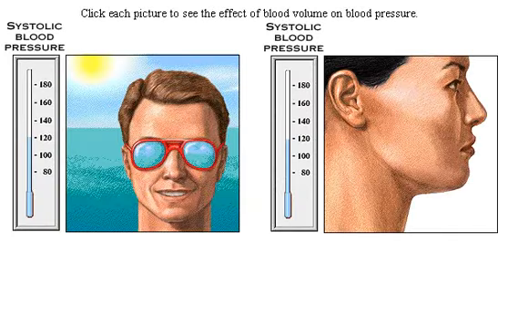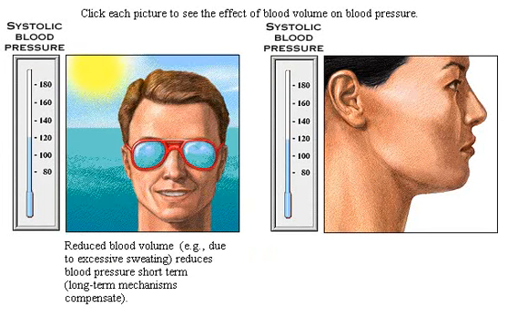Click each picture to see the effect of blood volume on blood pressure. Reduced blood volume, which could be due to excessive sweating, for instance, reduces blood pressure. However, this is only a short-term situation since long-term homeostatic mechanisms compensate, bringing blood volume and blood pressure back up to normal levels.